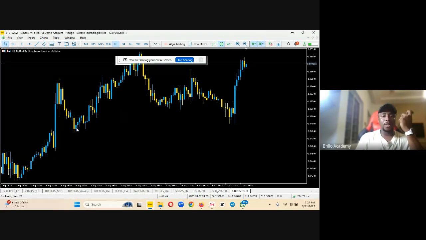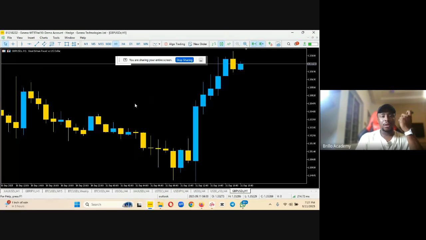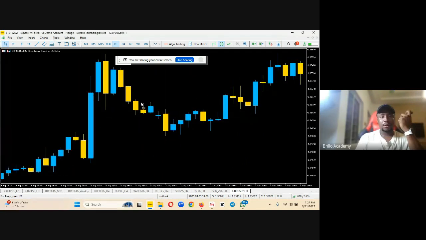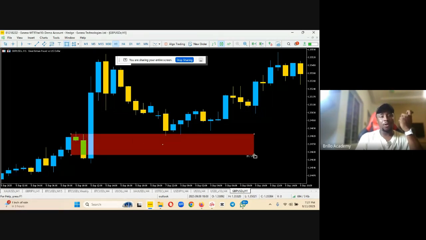All right, I've seen one. So this is a hammer. Let me zoom in. Let me see if I can capture that point again. All right, look at this. So this is actually a hammer. This is a hammer. Now, this is an order block. This is actually a bullish order block. And you can see that the market actually respected the order block, right?